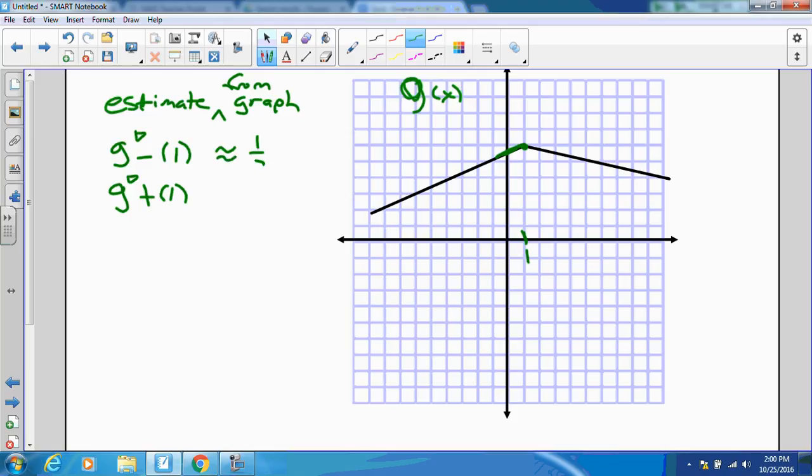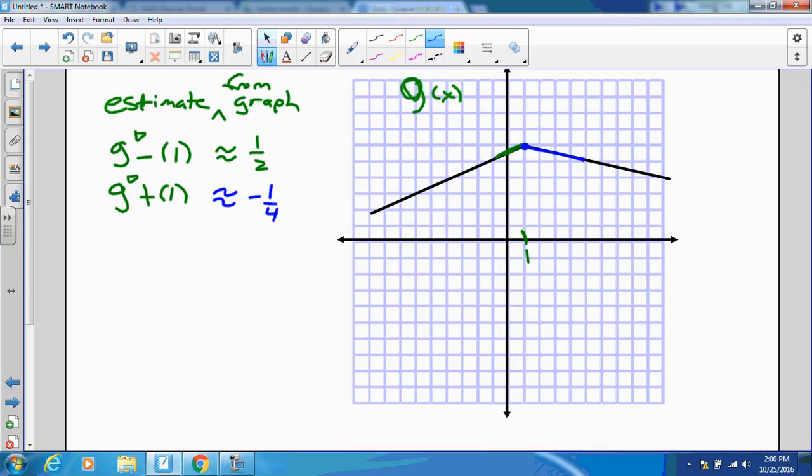And when I do, it appears that my line has what slope? Positive 1/2. So we would say that g prime from the left is going to be about positive 1/2. Same story over here. For the derivative from the right, I'm going to go to g of 1. I'm going to draw myself a line that goes in the direction of g, and it looks like that line has what slope? Exactly. And so these are estimates for my derivative at 1/2 and at negative 1/4.